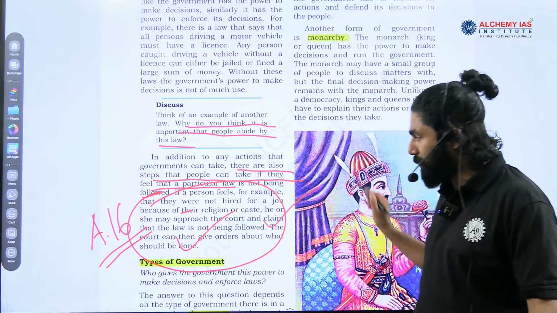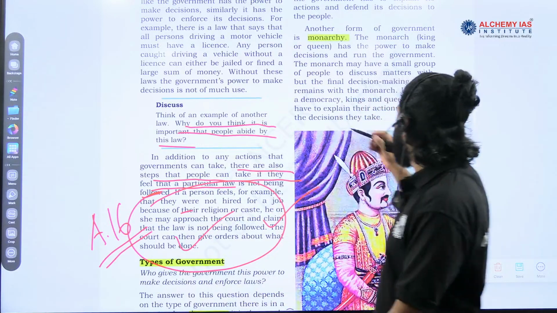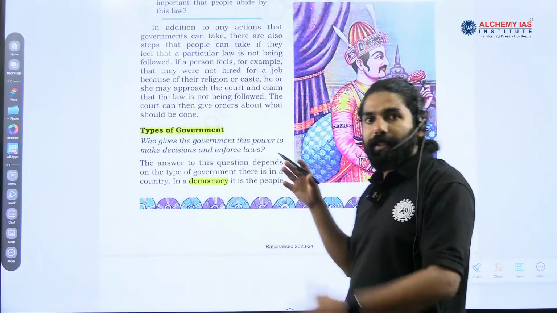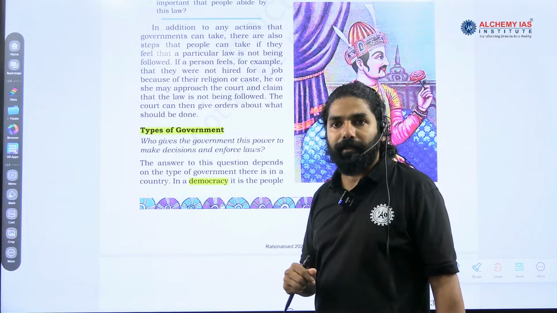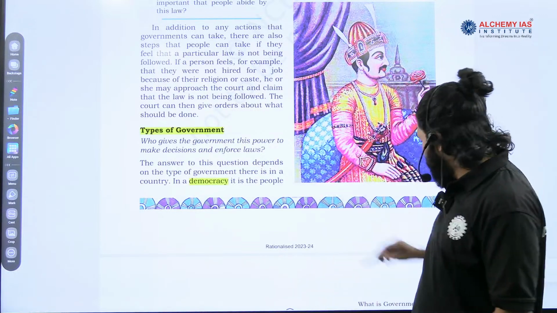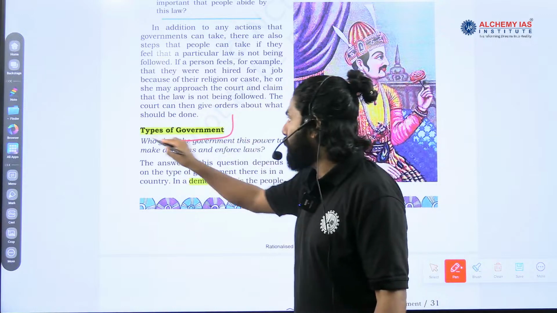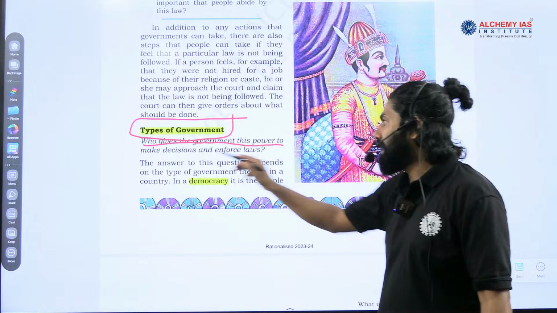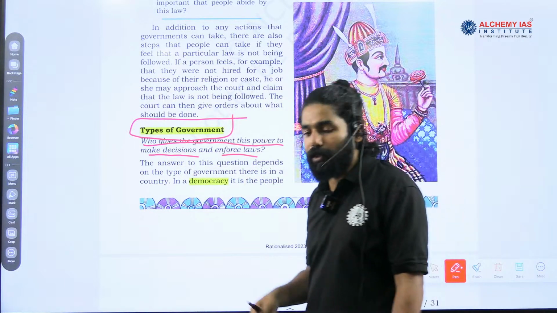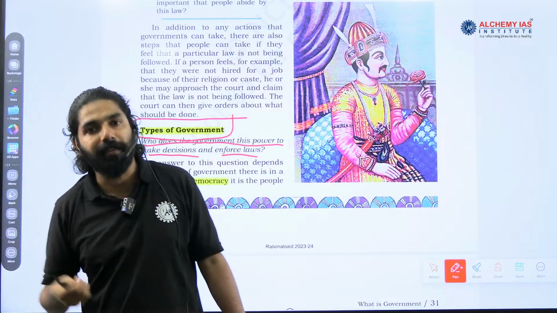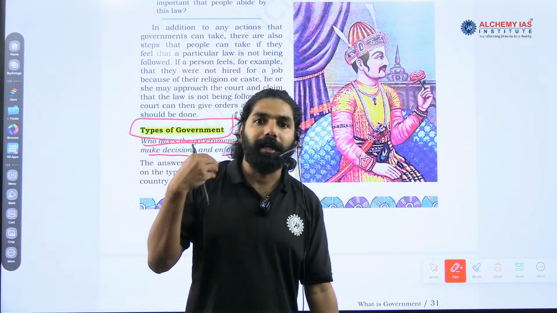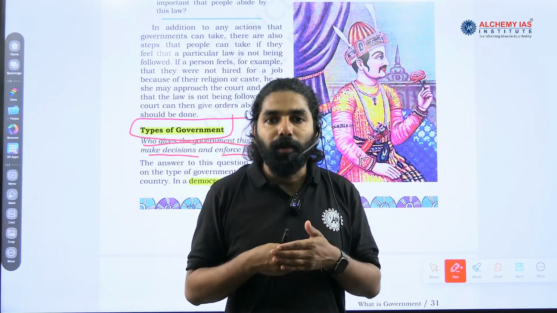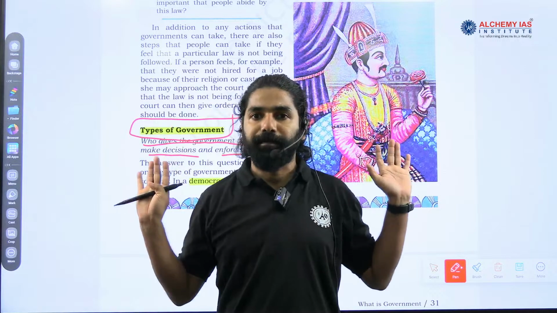So the people also participate in enforcing the law when such law is violated by any other person or an institution. Next, this chapter deals with the types of government that we have. When you read the types of government in this NCERT chapter, it starts with a sentence: who gives the government this power to make decisions and to enforce law? We have studied what government is, how they work and how they make decisions, for what purpose, and that they make law and also enforce law, but who gives this power?